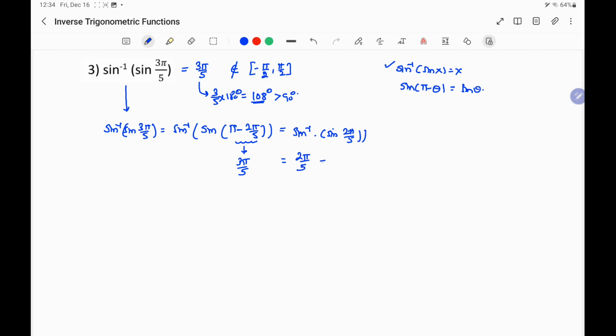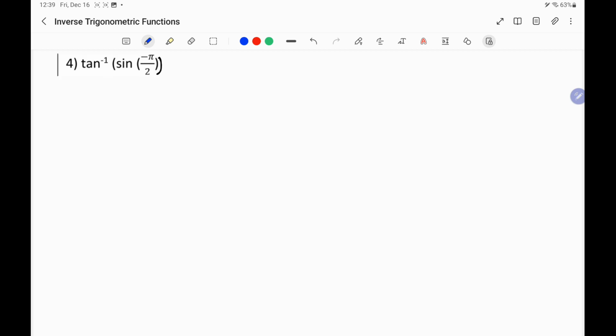And now this 2 pi by 5 is equal to 72 degree, which belongs to the principal value branch minus pi by 2 to pi by 2. Hence principal value is 2 pi by 5. This is the answer. Fourth question is to find the principal value of tan inverse sine minus pi by 2.